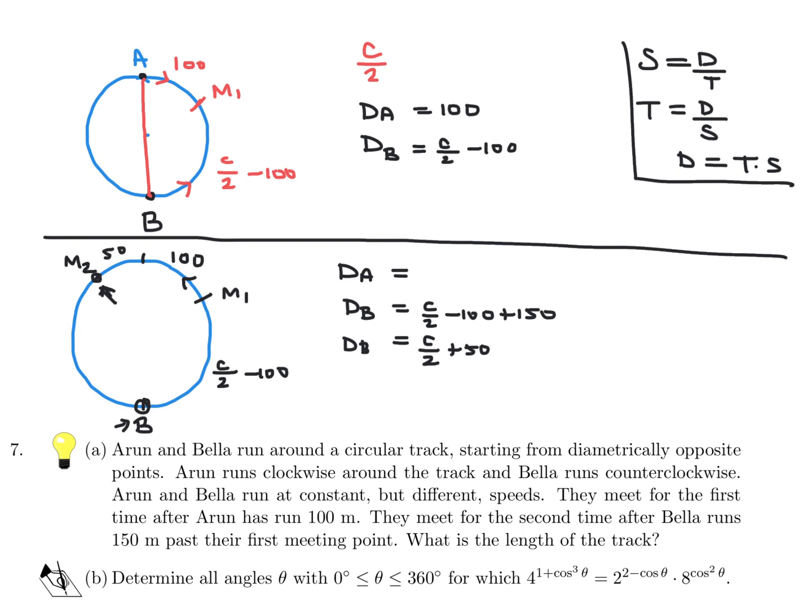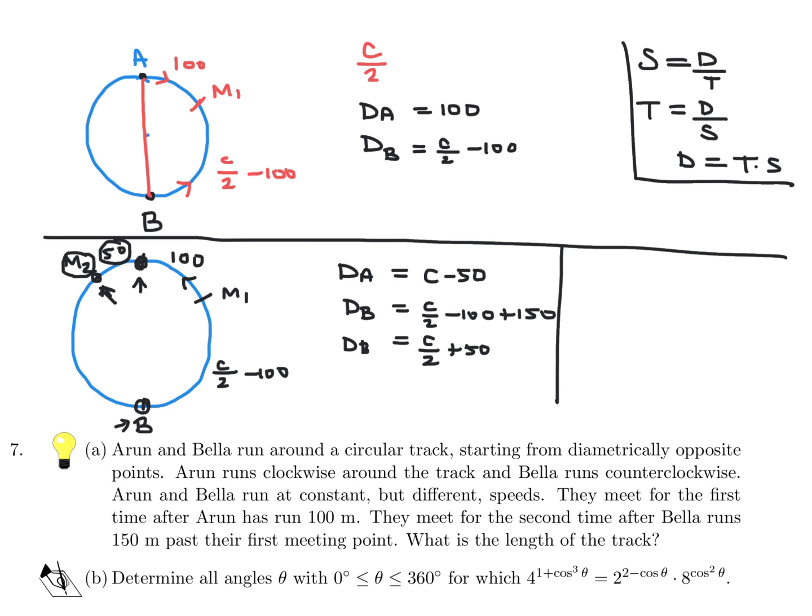And then Arun, he initially did 100, and then he started here, right? This is where he starts. And then he goes clockwise all the way till M2. That means he's gone the entire circle except that 50 meters. So he would basically be C minus 50. Yeah, I'm confident that is right, so we can progress with that.